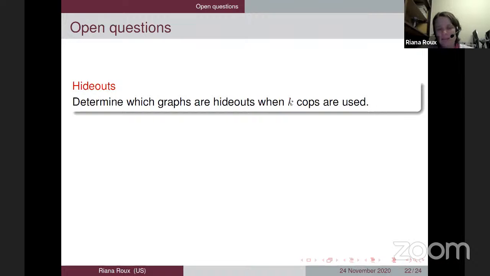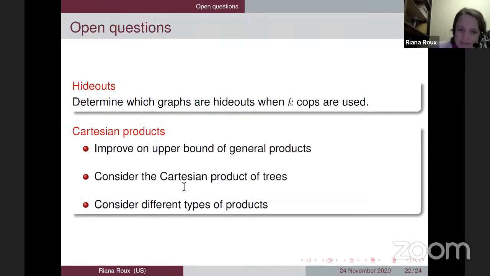So thinking in terms of Cartesian products, as I mentioned, this result of Chandra in terms of the complete graphs was a huge improvement already, but it just shows me that there's still room for improvement, and it will be really great if we can find a better upper bound for general products. I'm really interested in looking into the Cartesian product of trees, just to see if there isn't some interesting pattern in terms of the number of leaves.